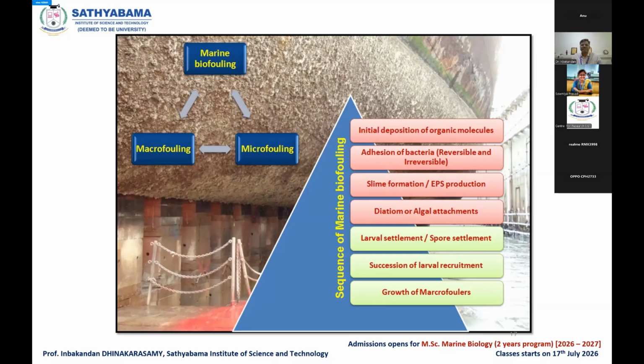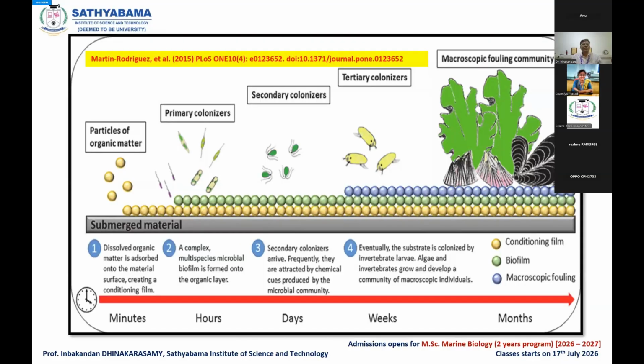When it is rich with such microfouling, that will be an attractant to the larvae as well as to the spores. These microfouling organisms give a chemical clue to those larvae as well as spores, and they are attracted by those chemical clues, and they come and settle onto this. Once this larval settlement happens, that is called succession of larval recruitment, and that will develop into the biggest fouling, which is called macrofouling.